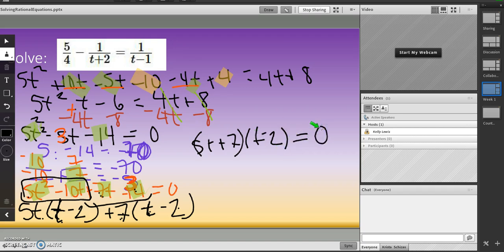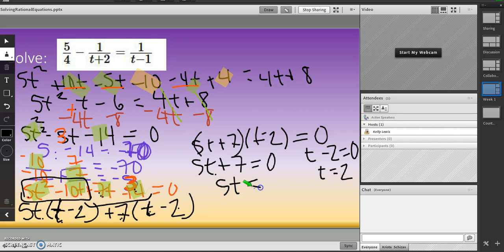And so those are my factors, and I need to set each factor equal to 0. And so t minus 2 equals 0. I'm going to add 2 to both sides. I get 2. Here, I'm going to subtract 7, and then I'm going to divide by 5. So what I get is negative 7 over 5. And I get positive 2 as my 2 answers when I set each of the factors equal to 0.